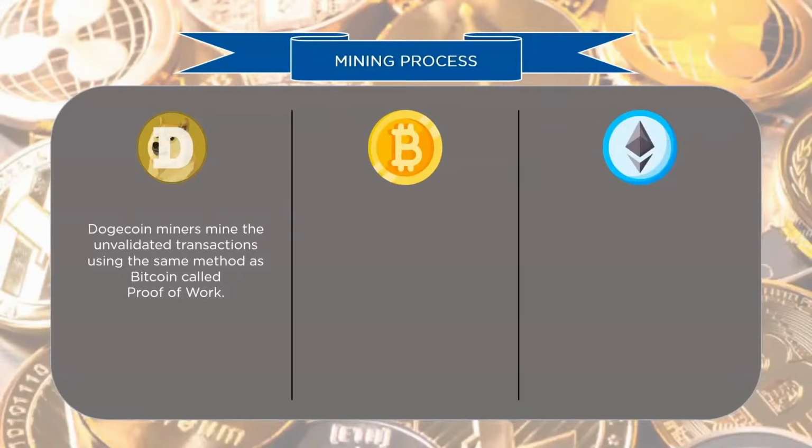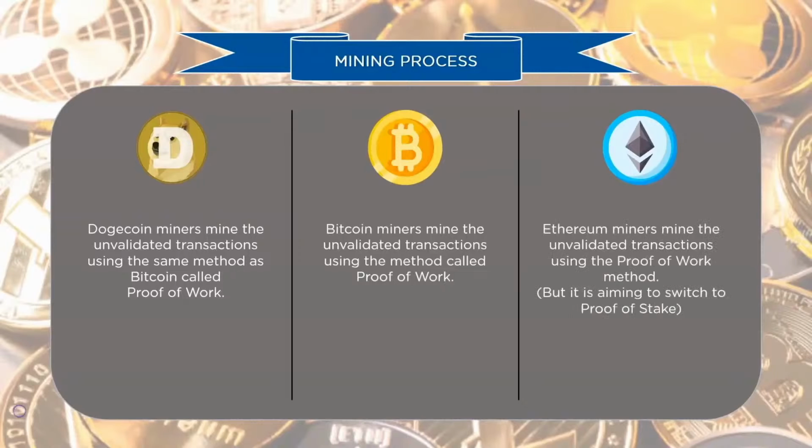In terms of the mining process also, Dogecoin and Bitcoin use the same method to verify and validate the pending transactions in their networks, and that is proof of work. Although Ethereum miners also mine the unvalidated transactions using the proof of work method, it aims to switch to proof of stake because it will make its network more immune to centralization, energy efficient, and more vital support for shard chains.